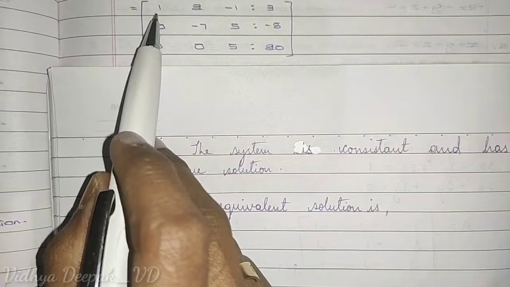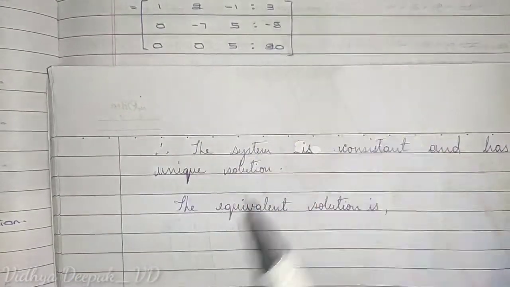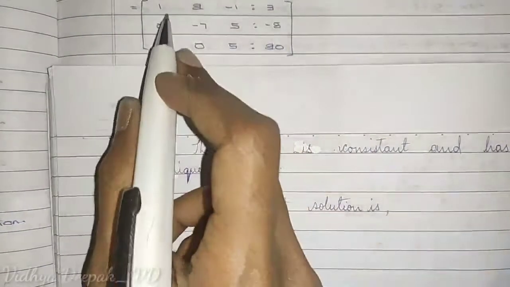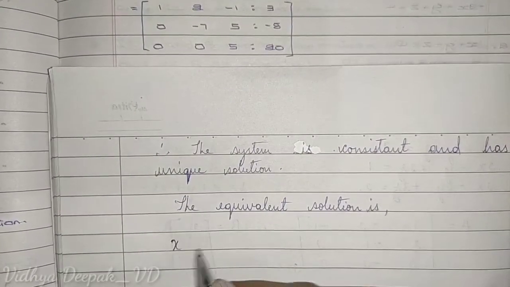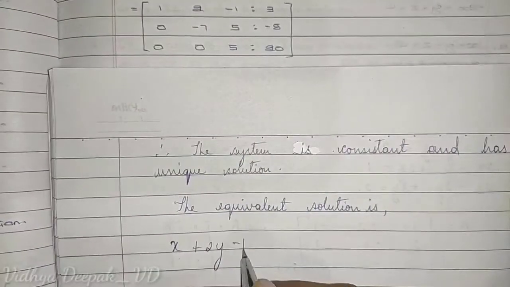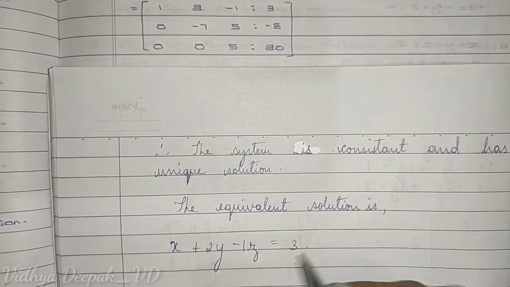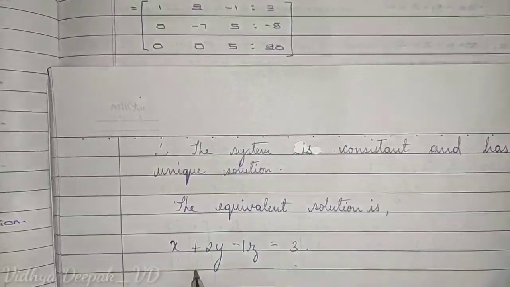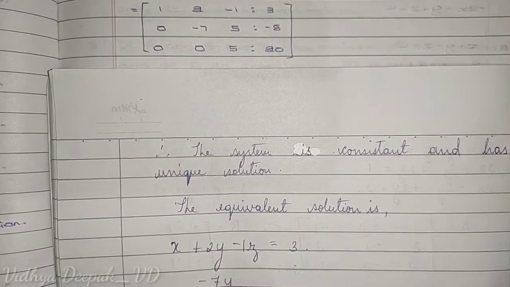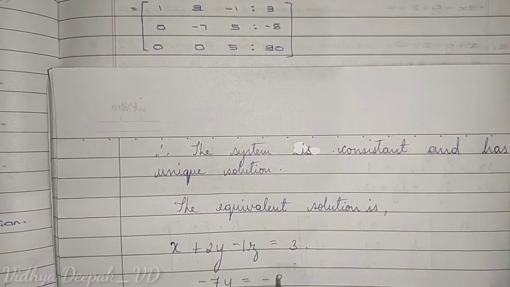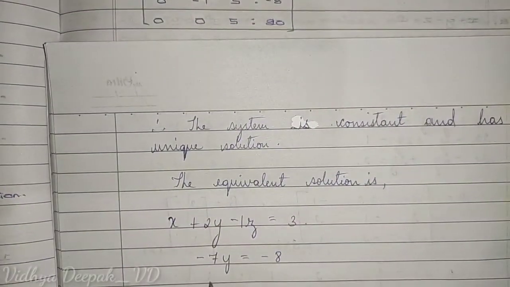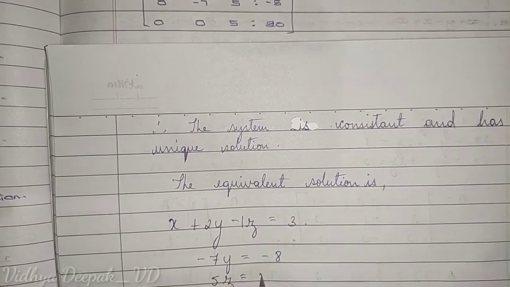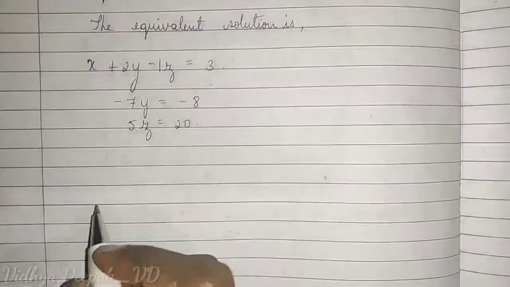We have the row reduced matrix to be this one. So we can write this as x, y, z equal to this, right? These are the coefficients. So we have x plus 2y minus 1z is equal to 3, and the second line we can make as minus 7y plus 5z is equal to minus 8, and third line 5z is equal to 20. Solve this and find x, y, z.